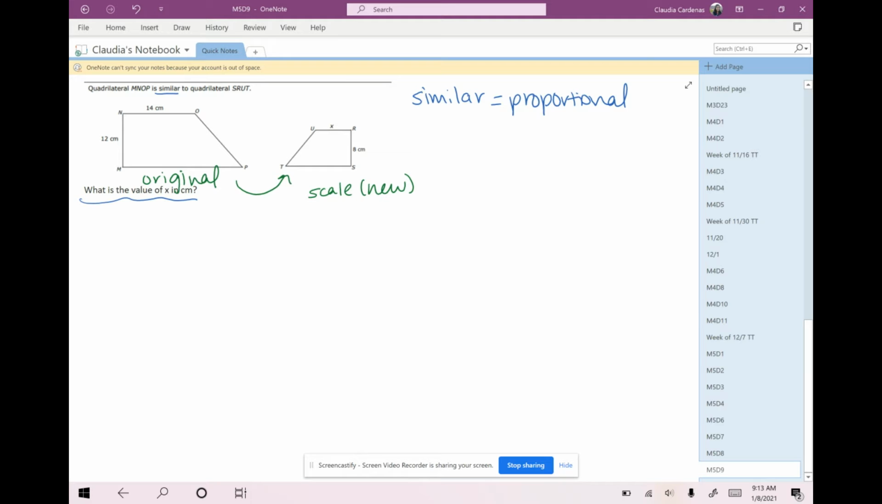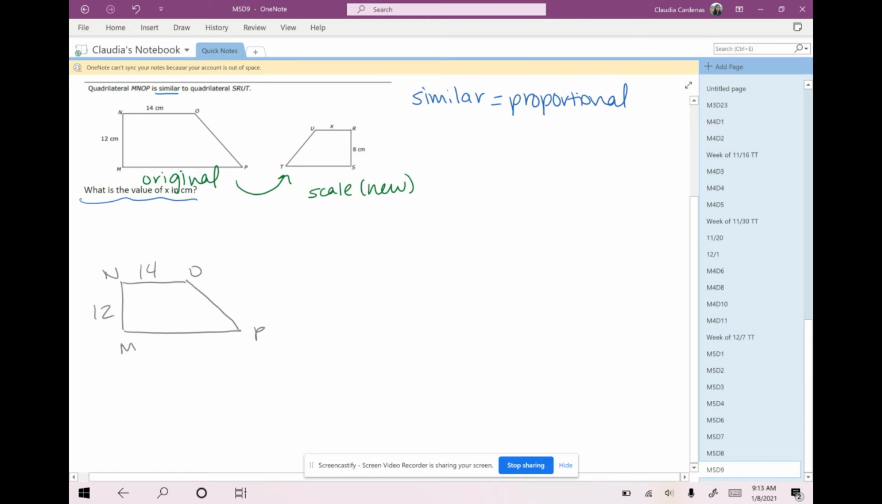So before we can compare these two shapes, are these shapes facing the same direction? No, they aren't. One, they're kind of like facing inwards. So I'm going to redraw the scale drawing so that it matches the original drawing. So let's just redraw the first one below, so I have more space. NOP, and this one's 12 centimeters, and this one's 14 centimeters.